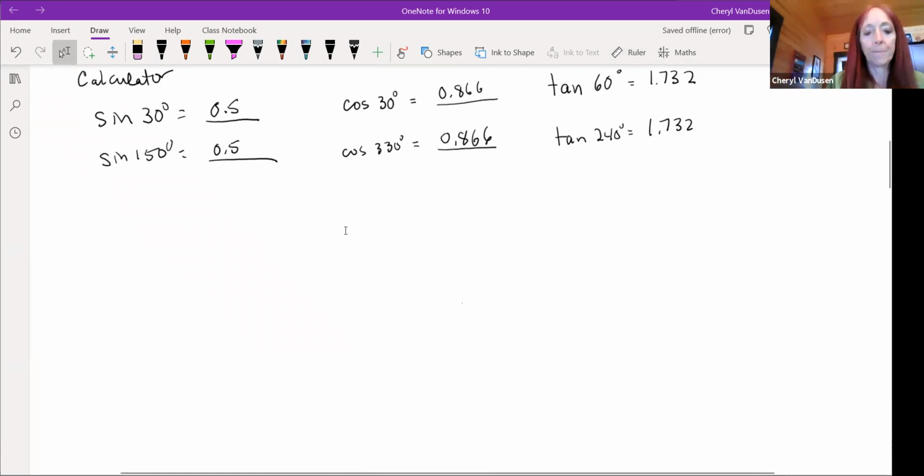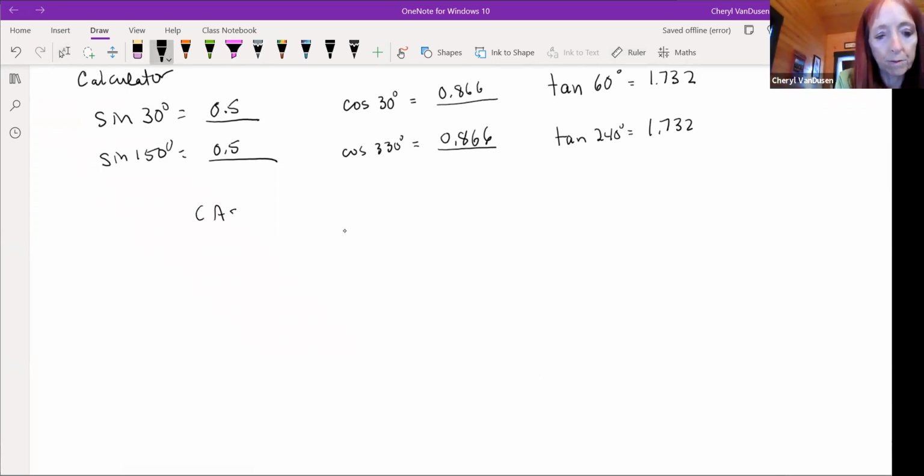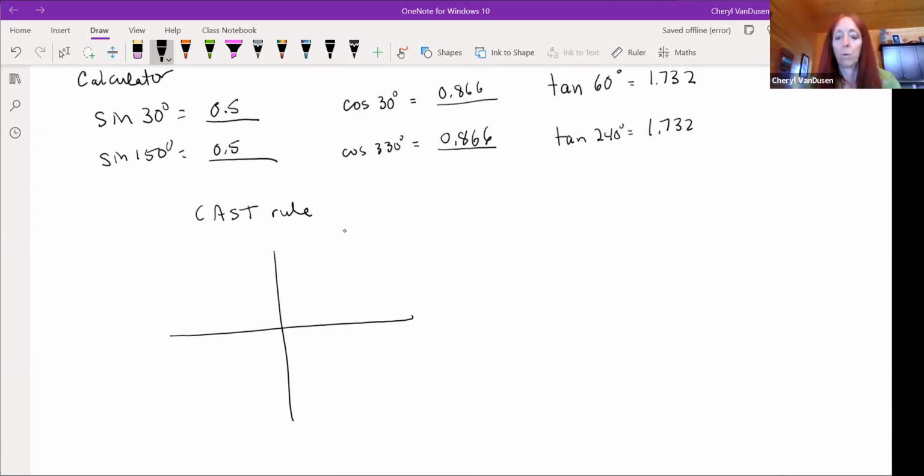That's what I did. Okay, so let's learn about the cast rule. We are going to now put angles on a grid, like a graphing grid, where we start with 0 degrees here, and we go counterclockwise. So up here, this is 90 degrees. Back over here is 180 degrees. Down here is 270 degrees. And if we go all the way back to the beginning, we would go a full rotation back to 360 degrees. Okay. And then we can draw angles within there.